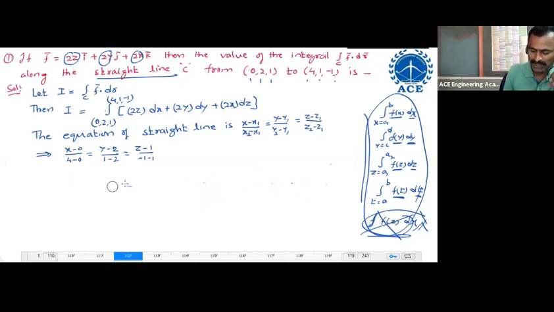Instead of fixing one variable and writing the other two in terms of it, we can express all three variables x, y, z in terms of some other variable. Let us suppose that is t. So that we can write x in terms of t, y in terms of t, z in terms of t, and then we can write the integral in this form, so that we can evaluate.